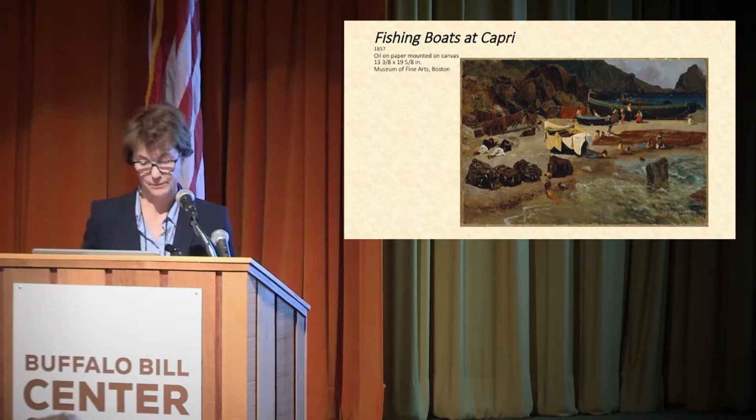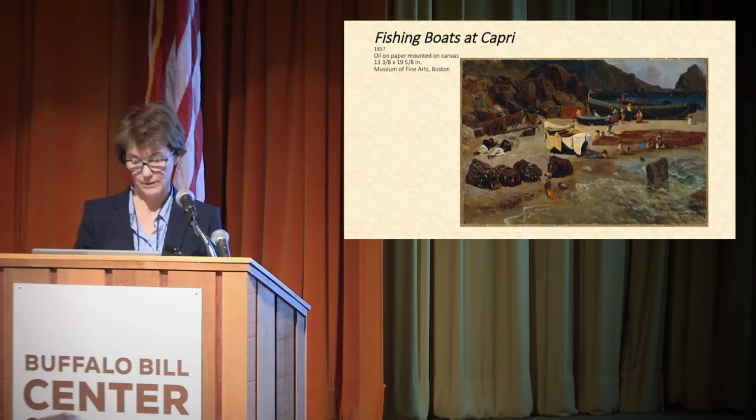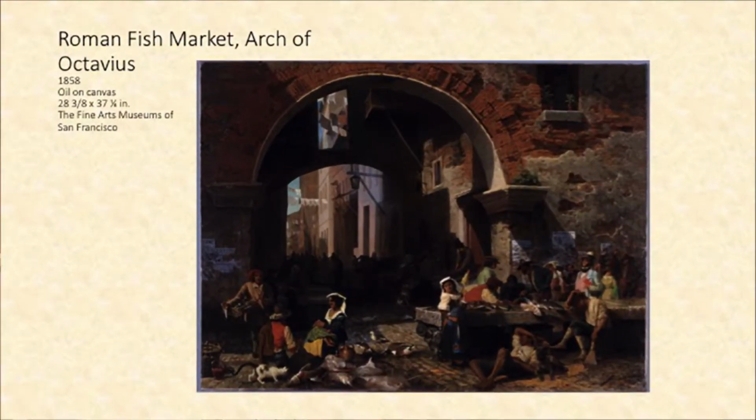Fishing boats at Capri. Amid all the activity are several animals. Particularly well executed are the napping donkey in the foreground and the rooster near him pecking at the waves. Another example from this period is the Roman fish market, Arch of Octavius. And note the lower left, the cat, and then on the lower right, the resting dog. Here's the cat.